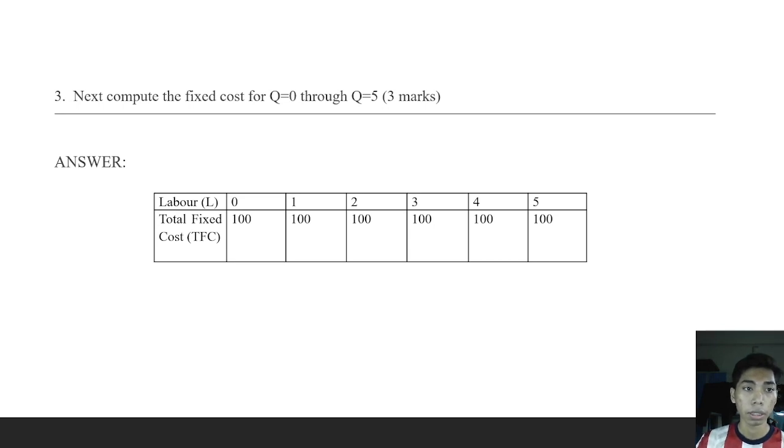Okay, next question. Compute the fixed cost for Q equals 0 to Q equals 5. Based on the statement given, we are already given that the total rental cost is RM 100. Total fixed cost refers to the cost of inputs independent of output, such as rental and interest payments. There is no relationship between total fixed cost and total output. So the total fixed cost from Q equals 0 until Q equals 5 is RM 100.